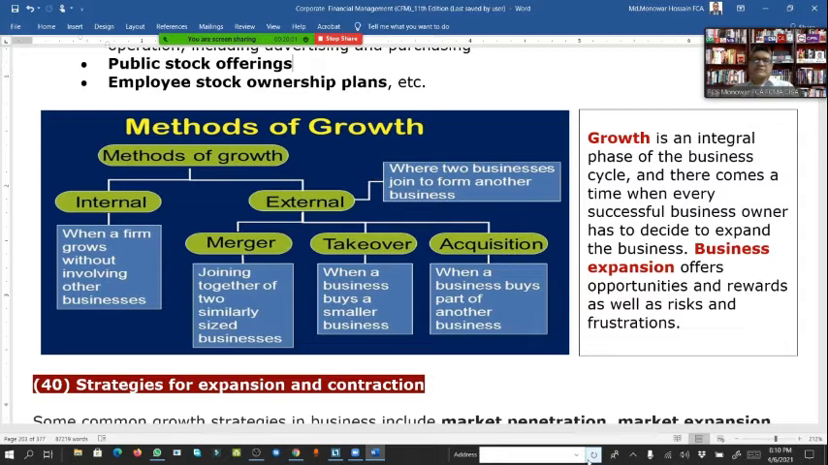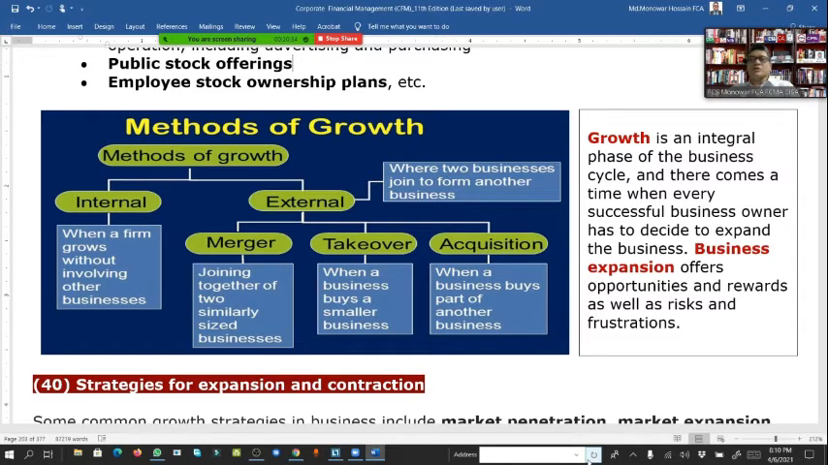For example, company X plus company Y equals a different company, that means XY Limited. In a takeover, if company X is a big company and Y is a small company, company X takes over company Y, so company X exists and company Y finishes. So this way, when a business buys a smaller business, it is a takeover. An acquisition is when a business buys part of another business.